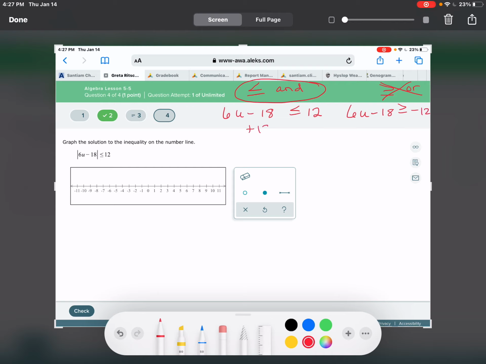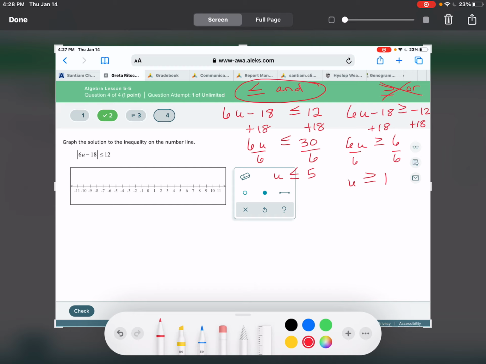So if I add 18 to both sides, I get 6u is less than or equal to 30. Divide by 6. Did not divide or multiply by a negative, so I'm going to have u is less than or equal to 5. And then over here, 6u is greater than or equal to positive 6. Divide by 6 and get u is greater than or equal to 1.